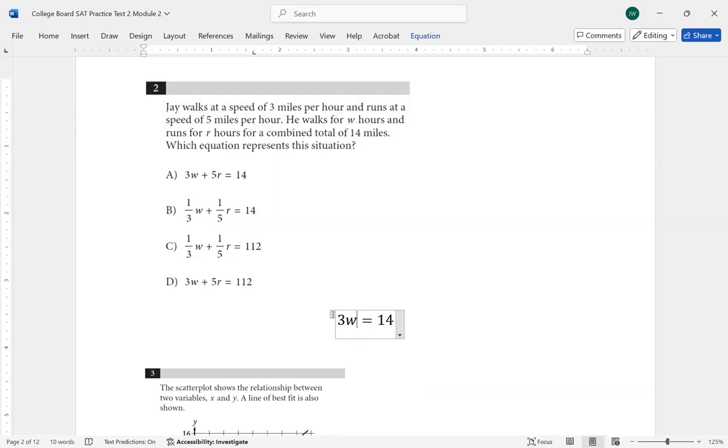Since Jay runs at a speed of 5 miles per hour, for R hours, 5R is the number of miles that Jay runs. So the total amount of walking plus the total amount of running should equal 14. And that is A. So question 2, the answer is A. 3W plus 5R is equal to 14.